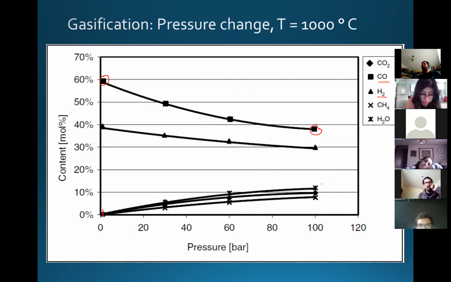That is water, carbon dioxide and methane. So that is not ideal, of course. We should try to have as high an amount of carbon monoxide and hydrogen as we can.